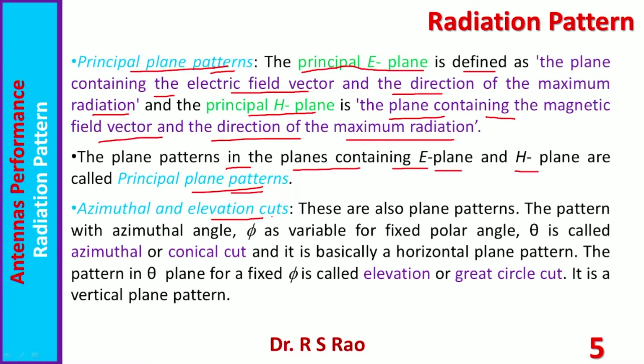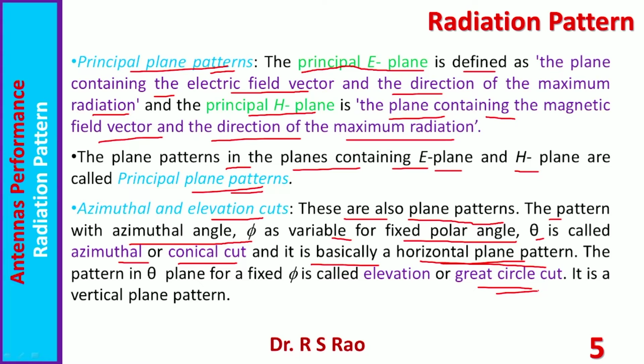Azimuthal and elevation cuts, these are also plane patterns. The pattern with the azimuthal angle phi as a variable for a fixed polar angle theta is called the azimuthal or conical cut, and it is basically a horizontal plane pattern. The pattern in the theta plane for a fixed phi is called the elevation or great circle cut. It is a vertical plane pattern.